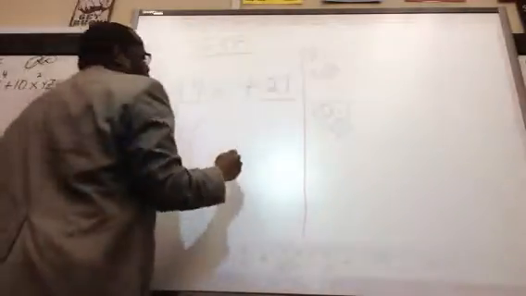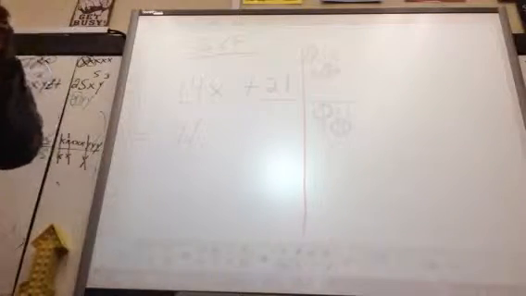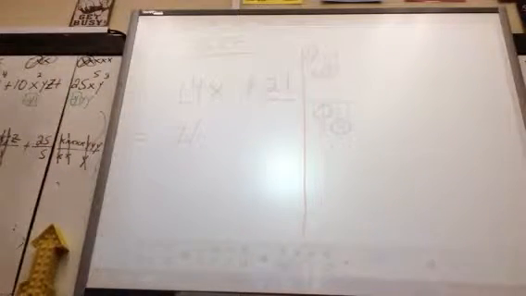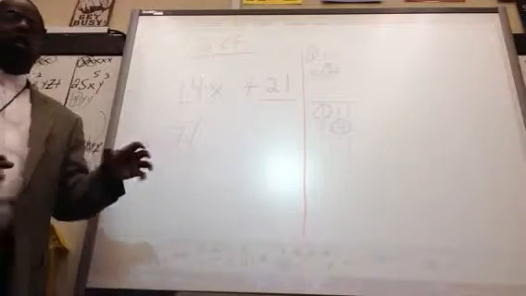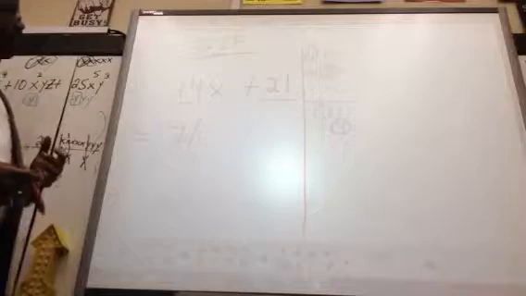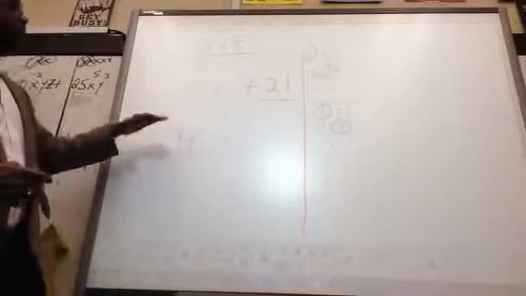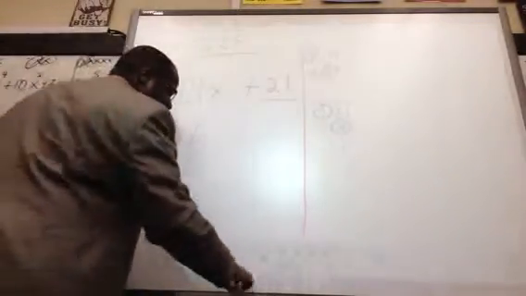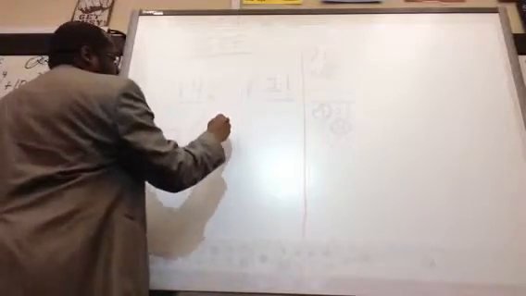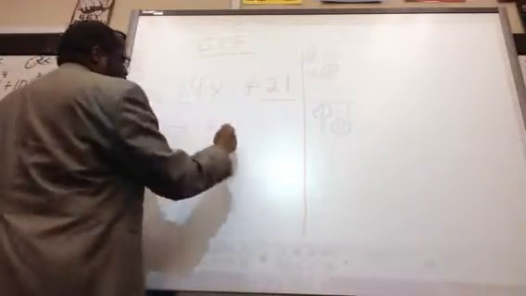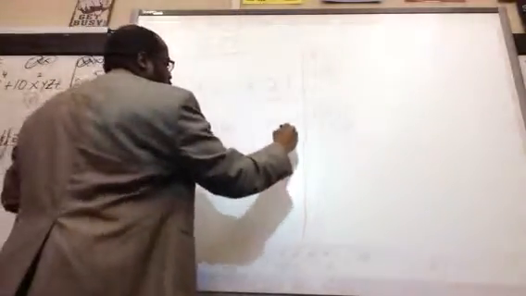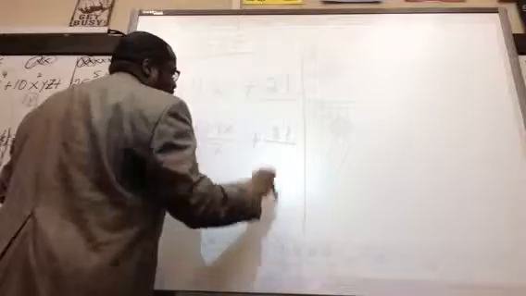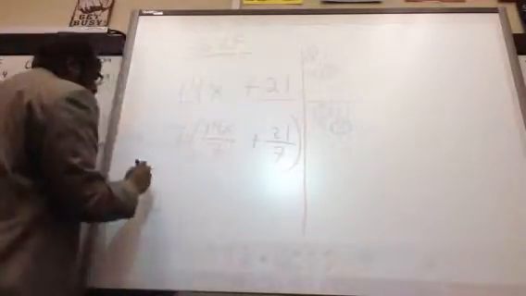Now, as I said, we're going to undistribute. You're going to do this distributive property backwards. So now, instead of multiplying, you're going to divide. Here's how it works. Take each term and divide it by the greatest common factor. The first term was 14x. Let's divide it by the greatest common factor. The second term was 21. Let's divide it by the greatest common factor. Now, let's simplify it.